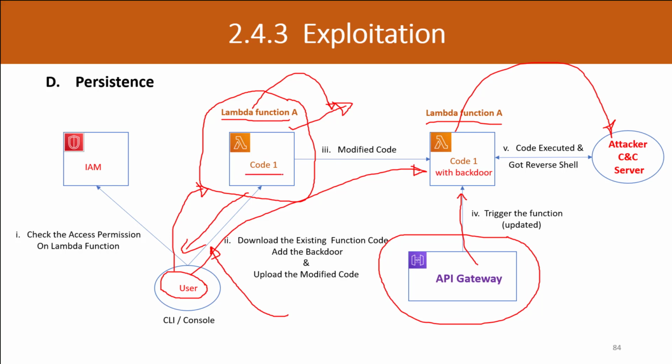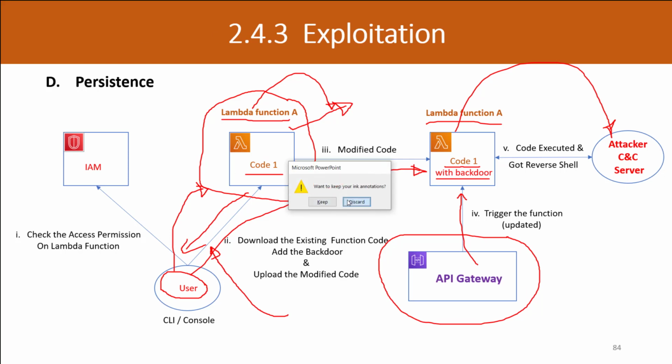So you can see initially it is code 1. After we modify it, it will be code 1, similar to the first one, but with a backdoor, the reverse shell backdoor. This is how you can create a backdoor using Lambda functions. One thing you should keep in mind is that you should have sufficient rights to invoke as well as update the function. So let's see how practically we can do it and how we can execute our command on the remote runtime environment of Lambda functions.